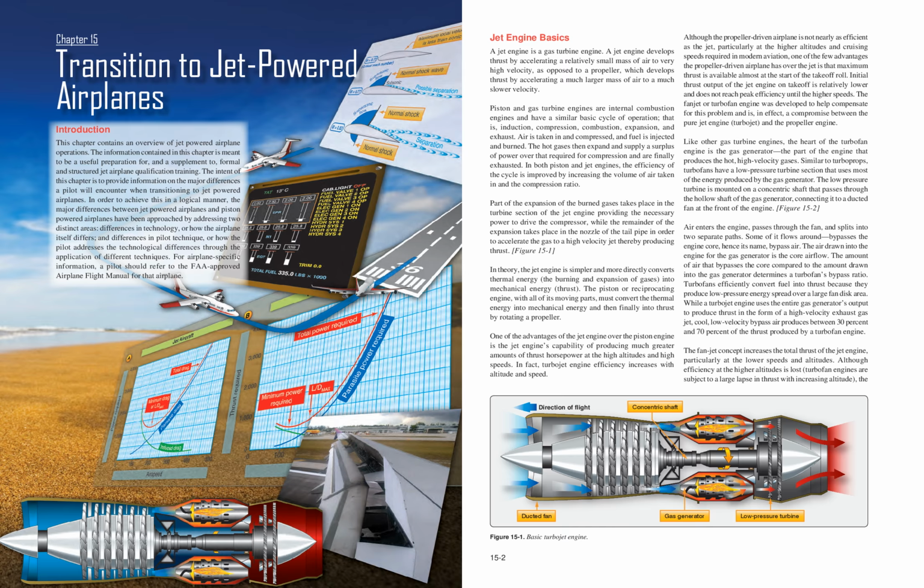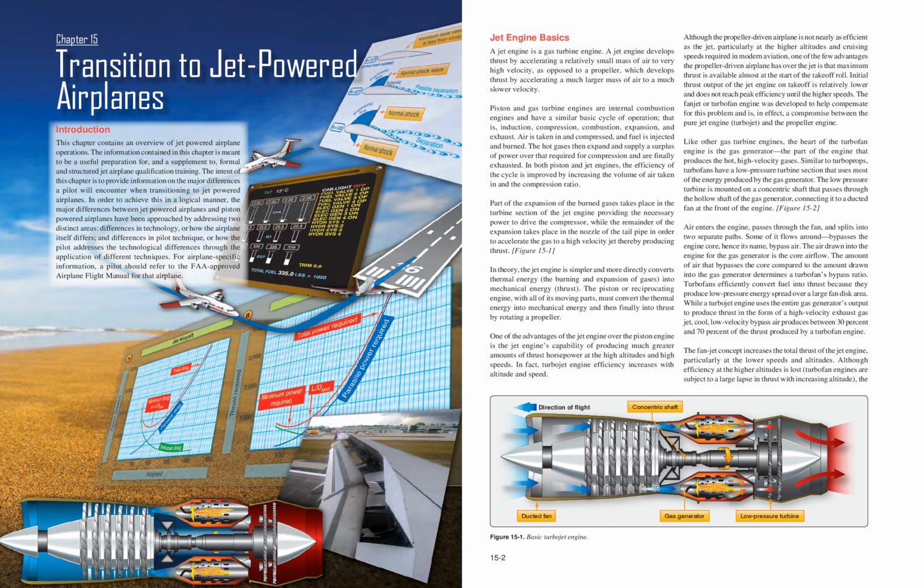One of the advantages of the jet engine over the piston engine is the jet engine's capability of producing much greater amounts of thrust horsepower at the high altitudes and high speeds. In fact, turbojet engine efficiency increases with altitude and speed. Although the propeller-driven airplane is not nearly as efficient as the jet, particularly at the higher altitudes and cruising speeds required in modern aviation, one of the few advantages the propeller-driven airplane has over the jet is that maximum thrust is available almost at the start of the takeoff roll.